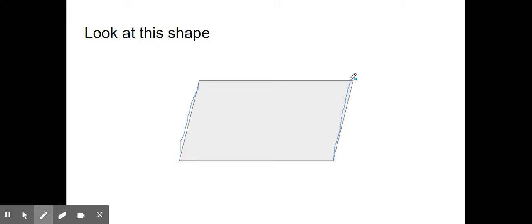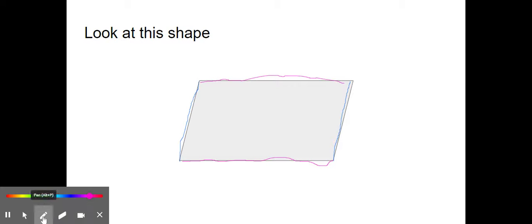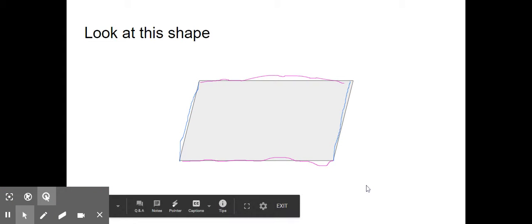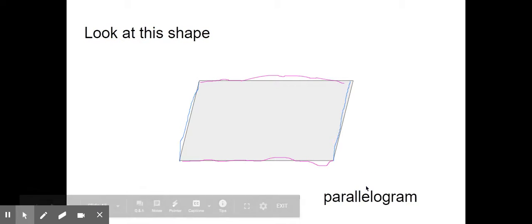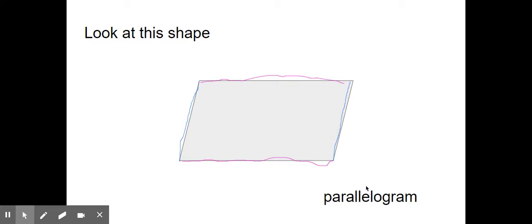They're the same distance apart and they would never touch. I also notice that this top side and the bottom are also parallel. They're straight lines and they're the same distance apart. So all of the sides have a parallel partner. The blue sides are parallel and the purple sides are parallel. When there are 4 parallel sides or 2 pairs of parallel sides, the shape is called a parallelogram.